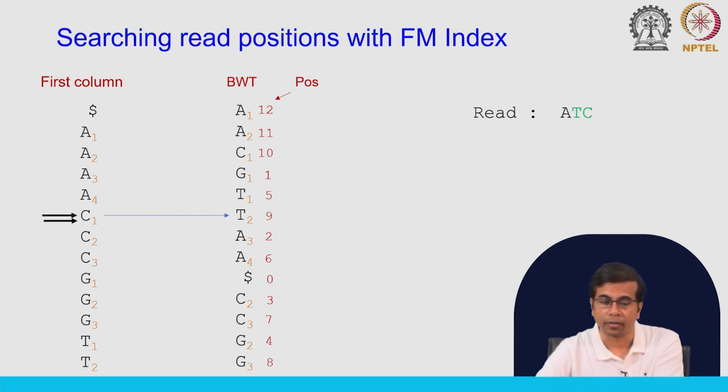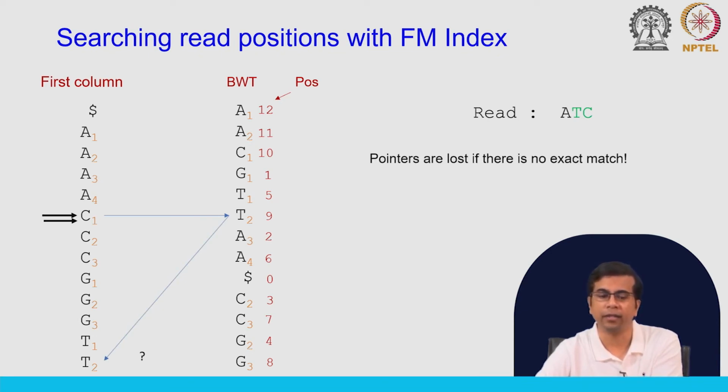Then we use last first mapping. So, here is the last first mapping and we found T2, and what we see is G occurs before this T. But there is no G in our read. So, the pointers are lost immediately if there is no exact match. Okay. So, this again could be a problem. So, how do you solve this? How do you actually work around this problem?